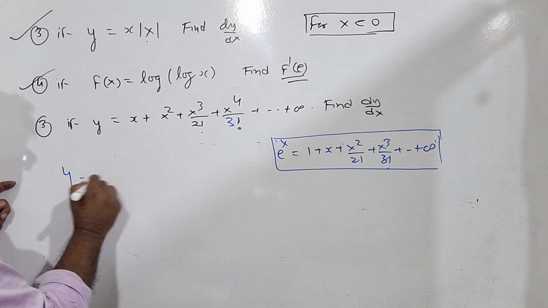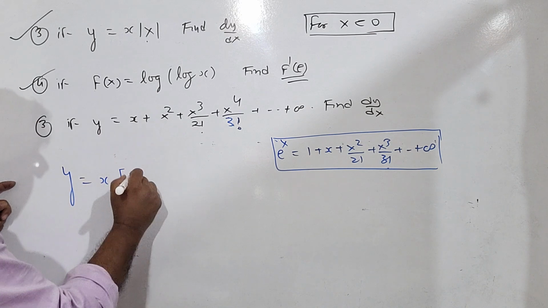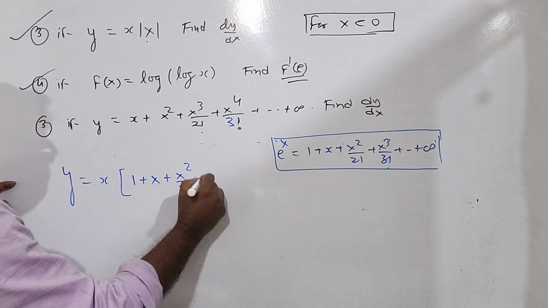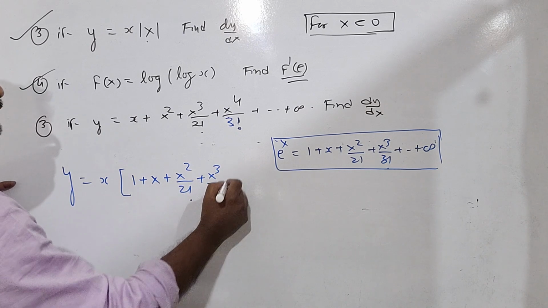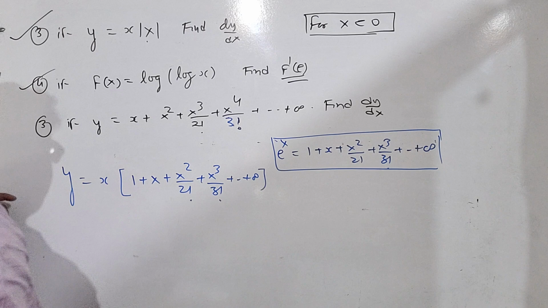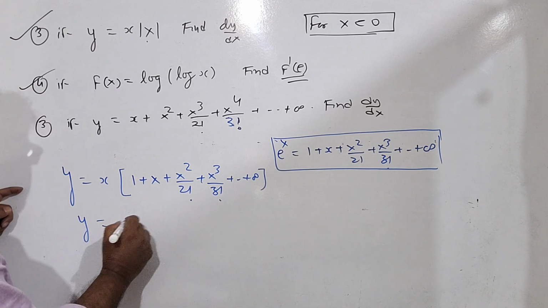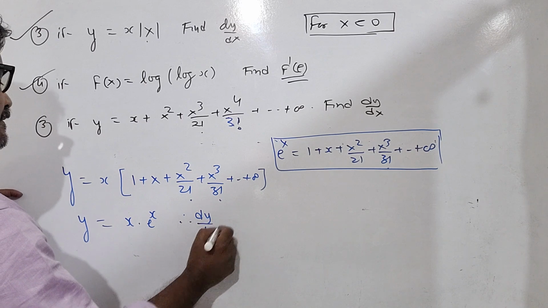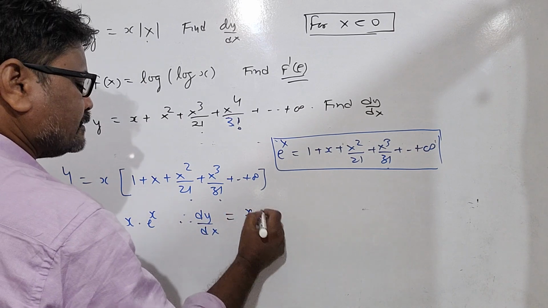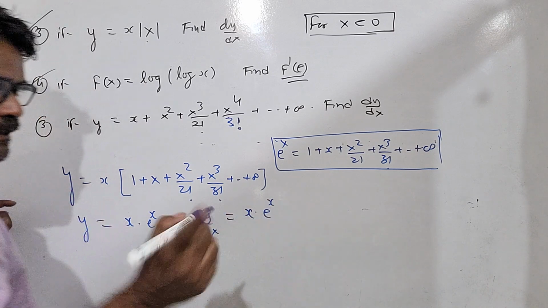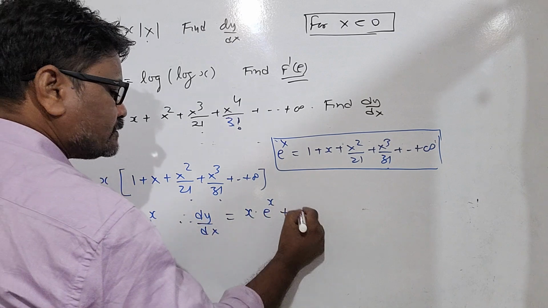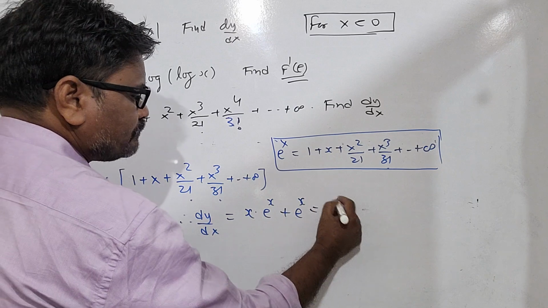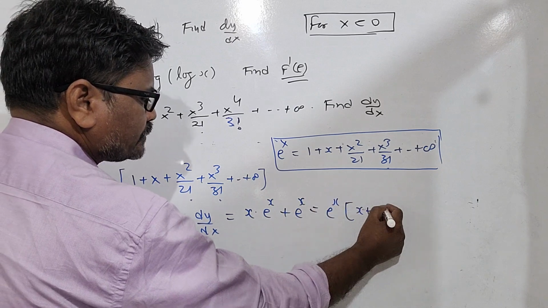So I can write y is equal to, take x common. So here 1, here x, and here x square by 2 factorial, here x cube by 3 factorial, and up to infinity. So therefore I can write y is equal to x into e to the power x. Then easily you can find out dy by dx. So dy by dx is x into derivative of e to the power x plus e to the power x into derivative of x, which is 1. So finally this is e to the power x into (x plus 1).